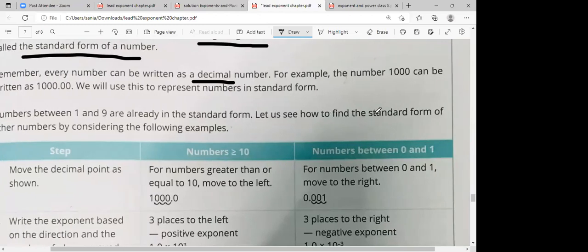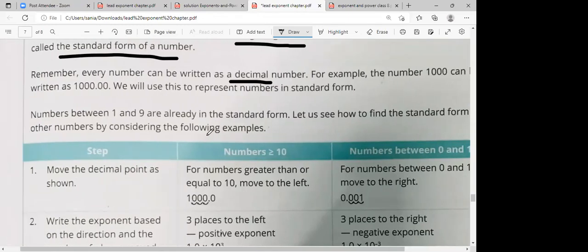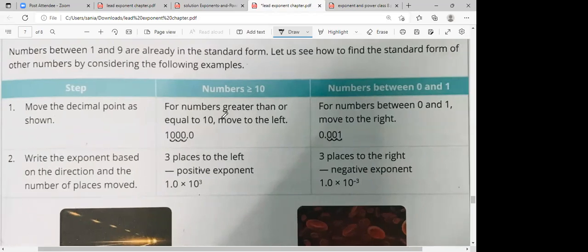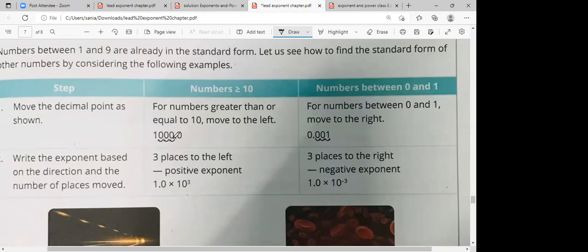Let us see how to find the standard form of other numbers by considering the following example. Step 1: move the decimal point as shown. For a number greater than or equal to 10, move to the left. Here we are talking about numbers which are greater than or equal to 10. For example, 1000 is greater than 10, so you will be moving the decimal like this. But for a number between 0 and 1, you are going to move it to the right. Clear?